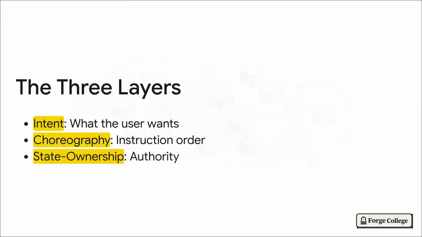As the director of this play, you manage 3 distinct layers. First up is the intent layer. What does the user actually want? Maybe they just want to list an asset on your marketplace. Second is the choreography layer. How are we bundling and ordering the instructions to make that intent happen? And third is the state ownership layer. Which actor actually has the authority over which prop to keep the scene from falling apart?